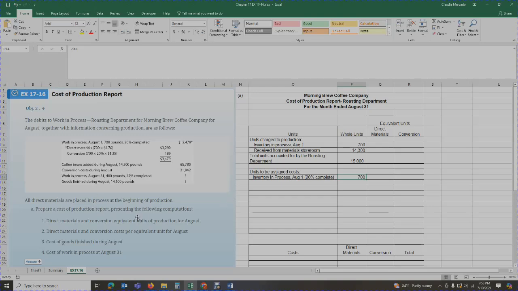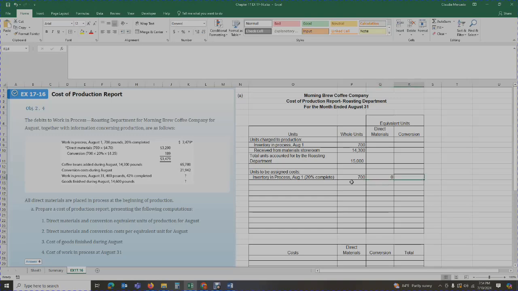Now, it's very important that when we do this, we read carefully because it tells you here, all direct materials are placed in process at the beginning of production. Now, these 700 units, when were they placed in production? Were they placed in production in July or in August? Remember, this is work in process from last month. Because it was put into process last month in July, the direct materials will be 0 because we didn't put any materials in production this month. The 700 units were accounted for in July. So for materials purposes, we are going to have 0.